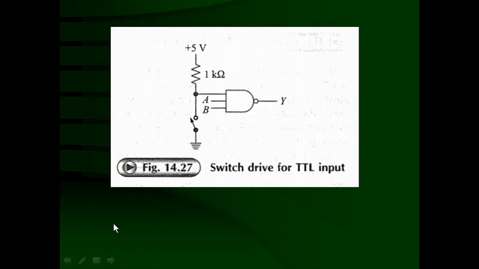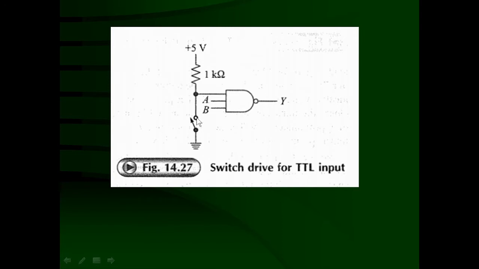When the switch is closed, what happens? This ground potential, zero potential, will appear here, and that means the input of this TTL is going to be 0 volt. This is well below the maximum input requirement of 0.8 volt. It is acceptable up to 0.8 volt as a low state input for the TTL.